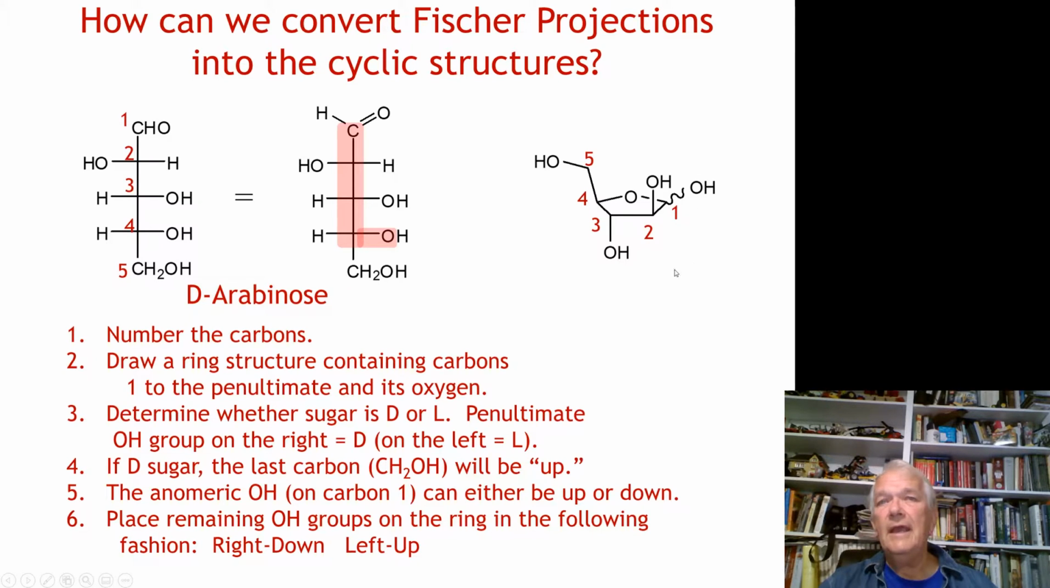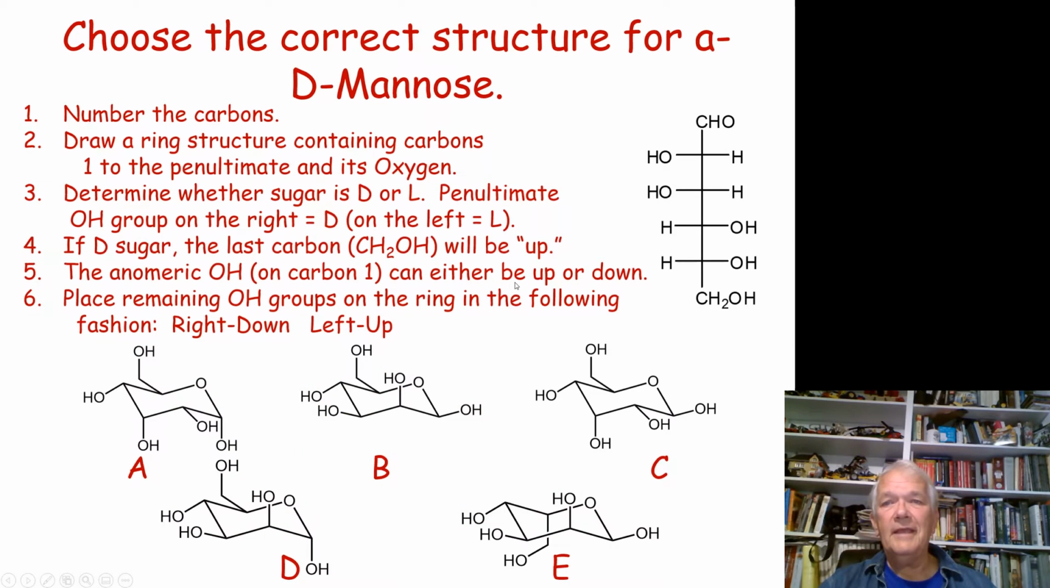And then the other OHs. This is carbon 2, so right is down, left is up. Here it's left, so the OH is up. This one is right, so the OH is down. So this is how you draw this particular one. This is indeed complicated. I can't disagree.